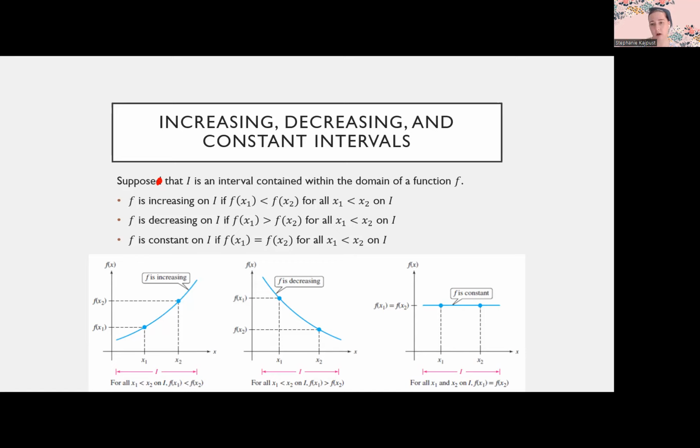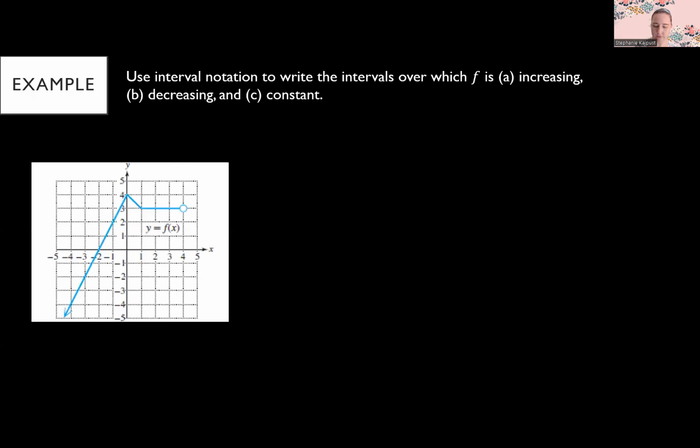So we're just looking, is it going up? Is it going down? Or is it staying the same? And when we're looking for the intervals at which this occurs, we always give the areas of the domain. So we don't give the y values. We're always giving the x values over which these things happen. So we're just going to do several examples with graphs to talk about increasing, decreasing, constant intervals and how you would give your answer. So use interval notation to write the intervals over which f is increasing, decreasing, and constant.